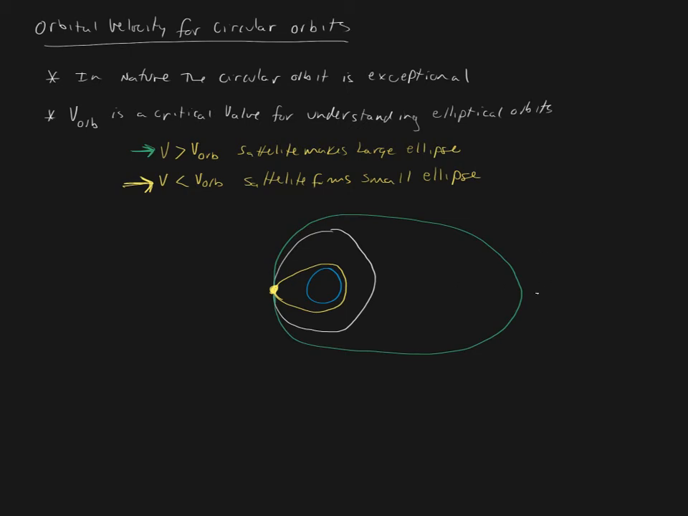And that was, out here, we're going to be far from the central body, so the satellite is moving slow. And then here, the satellite is moving fast because it's closer to the central body. Whereas the white line for the circular orbit would be a constant speed. That's going to be a constant speed.